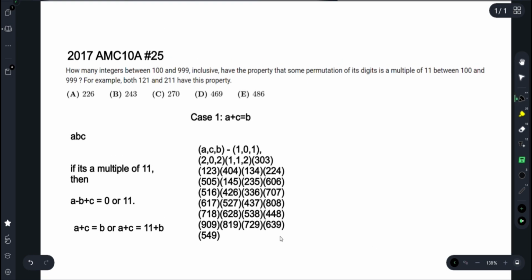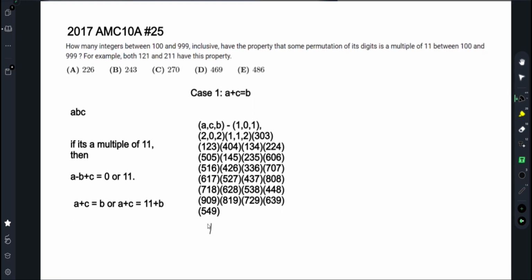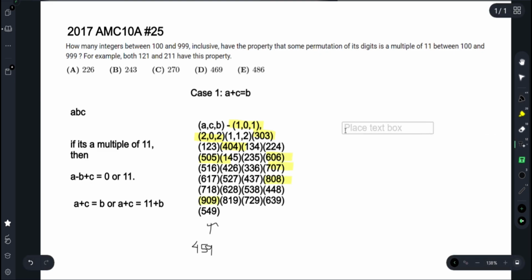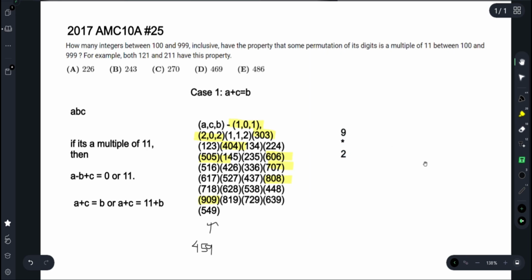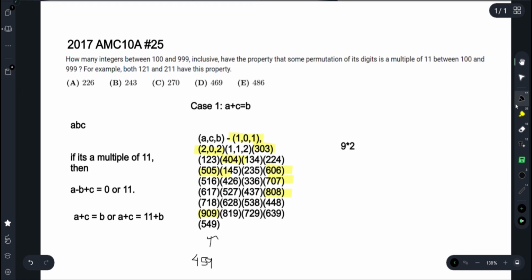Well, obviously, this is not all our cases because the issue here is that 549, we didn't include the parts where it's like 459. So let's highlight the ones that have a 0 in it. Well, 1, 2, 3, 4, 5, 6, 7, 8, and 9. So there are 9 times 2 because there's 2 ways to arrange these. Because, for example, 101, you have 101 or 110 because 0 can't be in the front. So it's 9 times 2 is equal to 18.